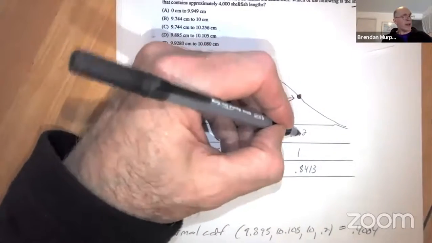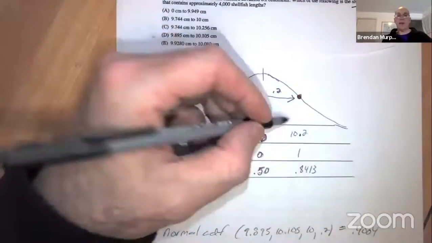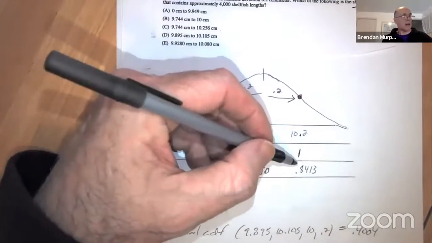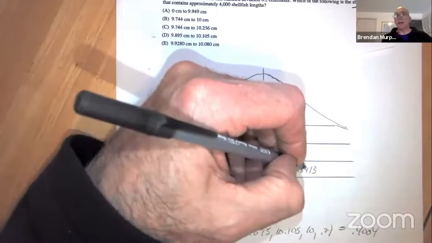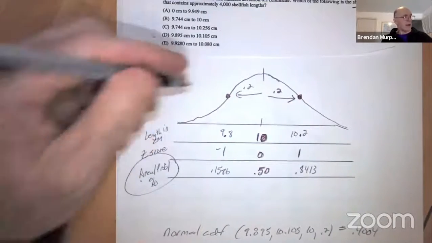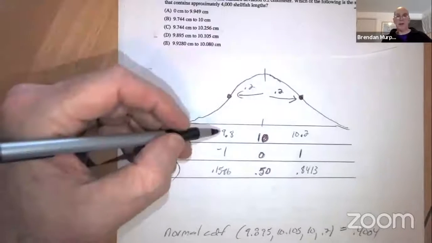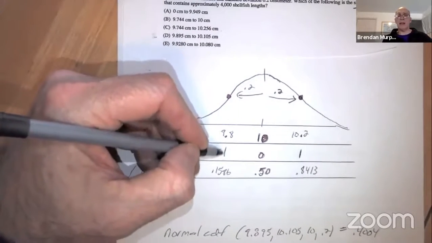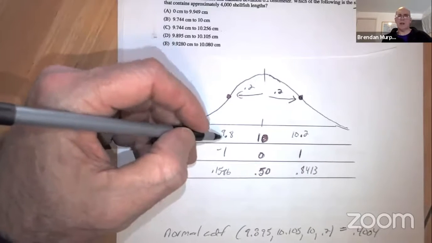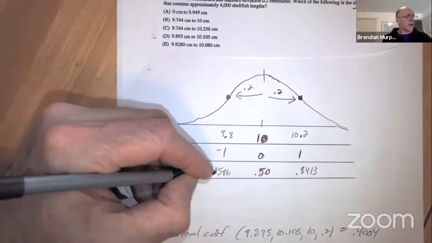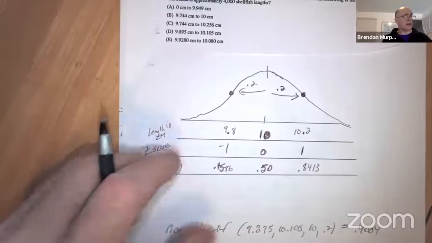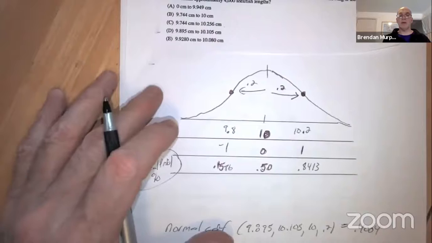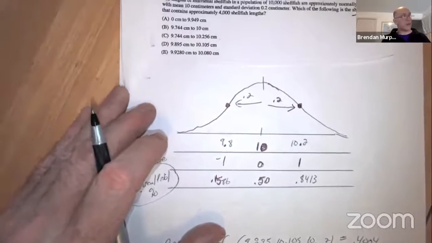If I add 1 standard deviation, my new length is 10.2 centimeters. I'm 1 standard deviation above the mean, and I'm in the 84th percentile, or roughly. And again, if I subtract 0.2 or 1 standard deviation, I'm at 9.8 centimeters. I'm negative 1 standard deviation, or 1 standard deviation below the mean. And I'm around the 15th or 16th percentile. You'll see me do this on every problem, and it really helps my students get into the problem.